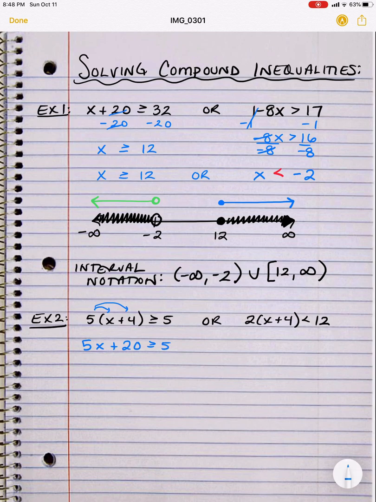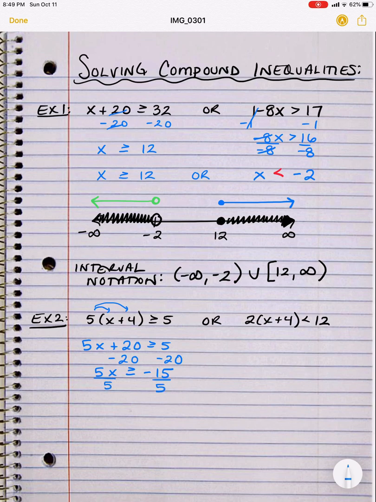Okay, so we've got this little two-step inequality. I'm going to subtract 20. Now, subtracting a number from both sides does not cause our inequality to flip. This is 5 minus 20, so it's going to be negative 15. So now I'm dividing by a positive 5.